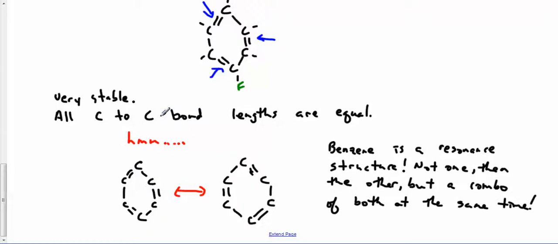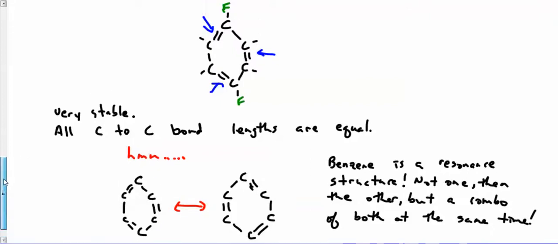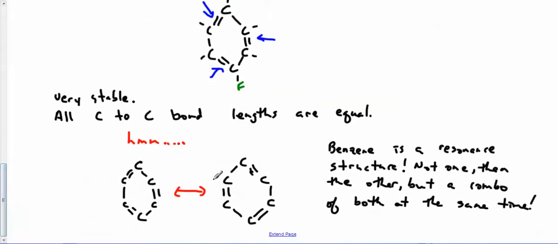It would also account for why it never wants to add, because there are no real double bonds if it's not this or this. It's a combination of both. There are no double bonds. There's no single then double, single then double. They're all equal in strength, not one half stronger than the other. So this is what they finally decided on as the structure of benzene. And in the next video, we'll talk a little bit more about it.